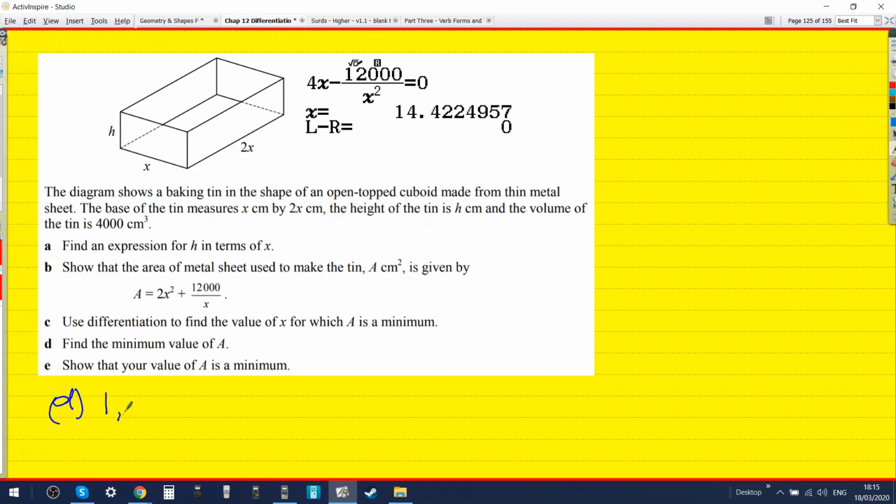1,248, and that's using 14.422 or the full answer, is it? Yeah, no, it's 14.422 to 5 significant figures. Okay. And E.